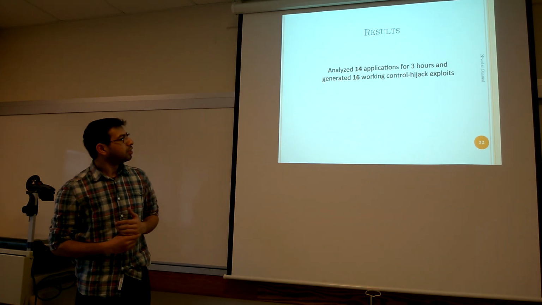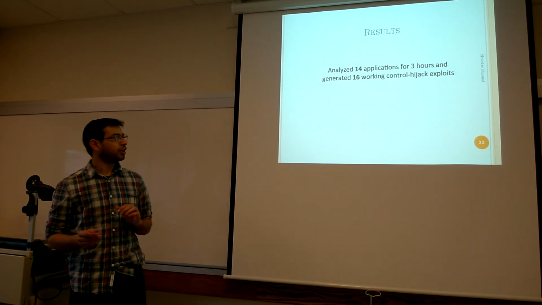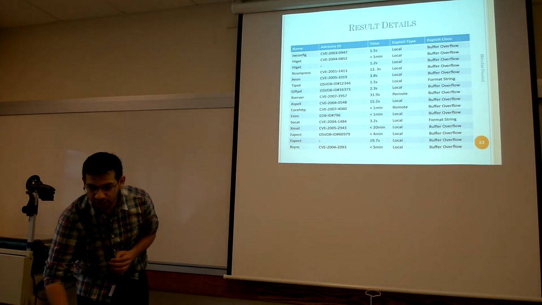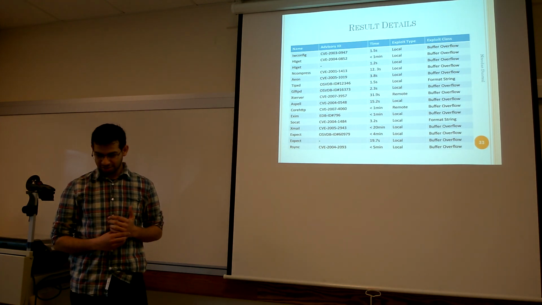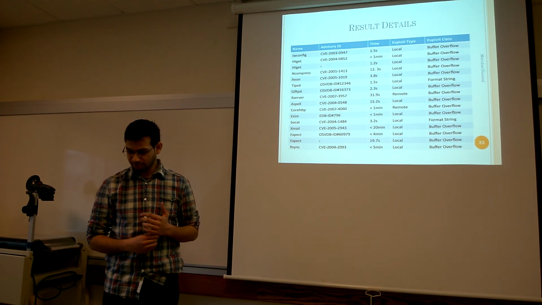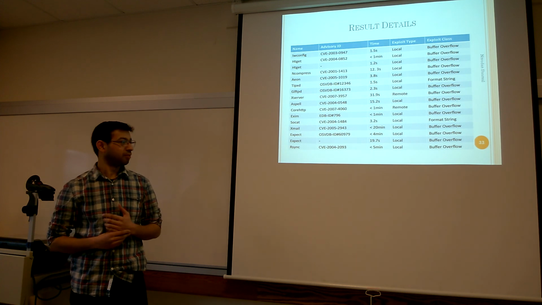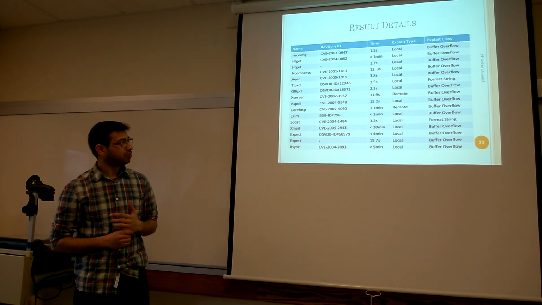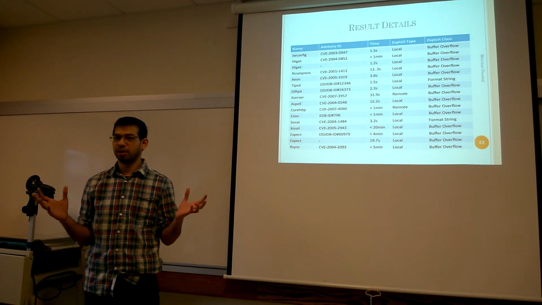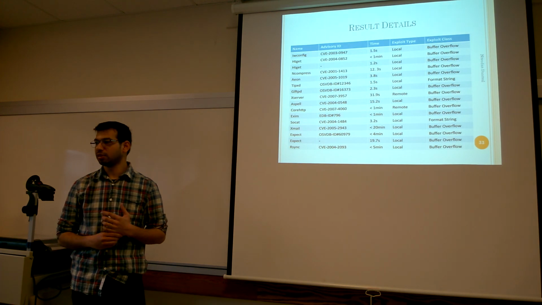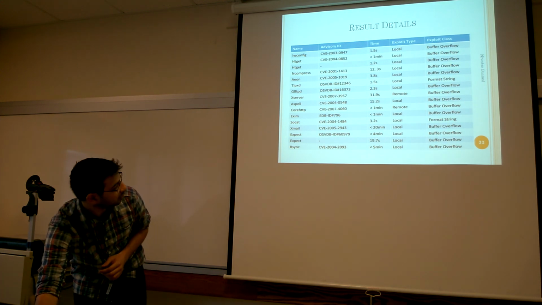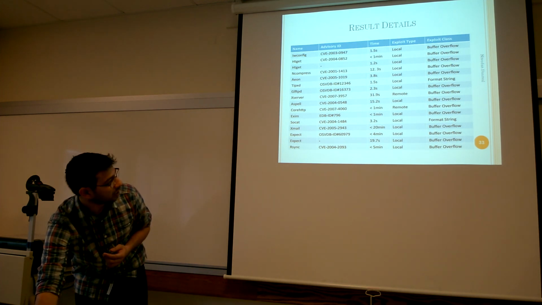So back to the results. Analyzed 14 applications for 3 hours and generated 16 working control-hijack exploits, which in detail are these. It looks like time-wise they were doing quite okay, but they are dealing with only two vulnerabilities, but they are found pretty widely. So I guess two types, and they are found pretty widely, and that's why it's quite handy.